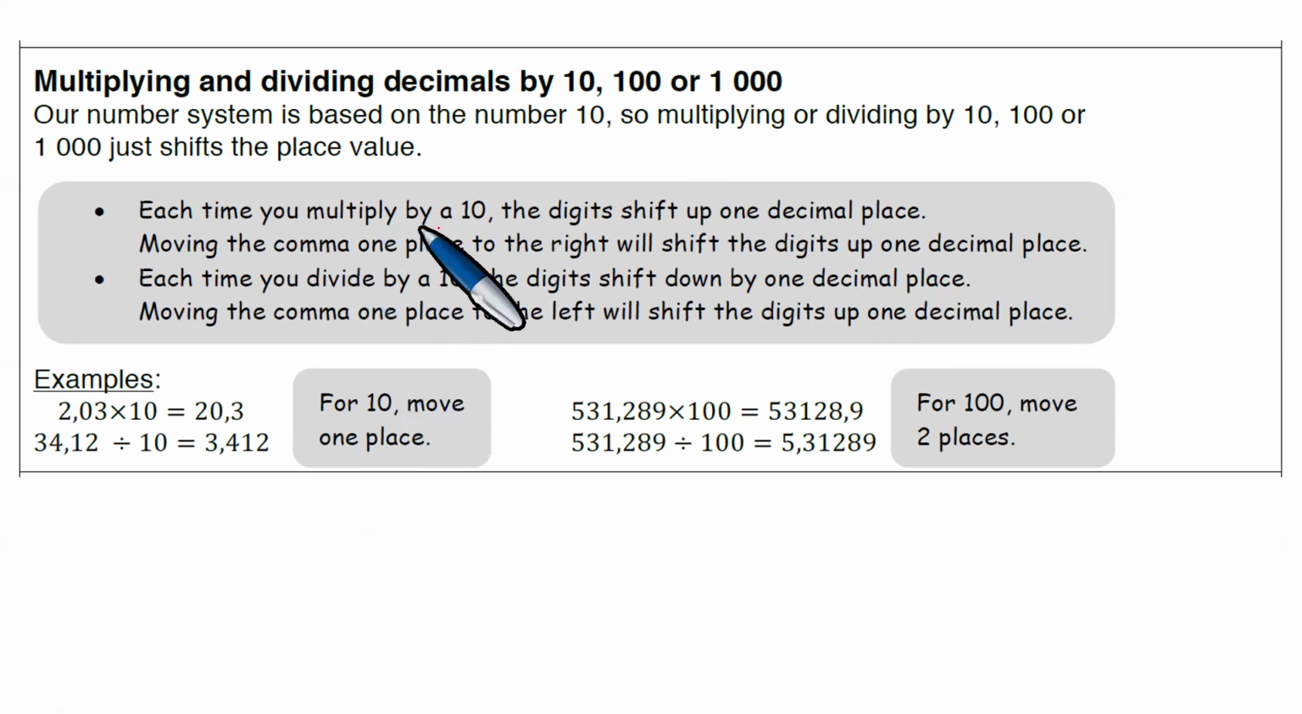Each time you multiply by 10, the digits shift up 1 decimal place. Moving the comma 1 place to the right will shift the digits up 1 place. Each time you divide by 10, the digits will shift down by 1 decimal place. Moving the comma 1 place to the left will shift the digits down 1 place.